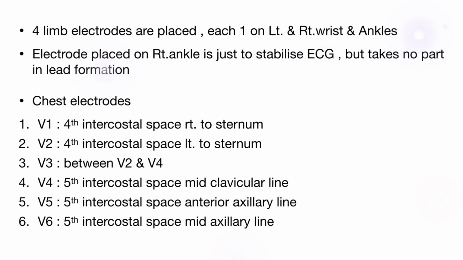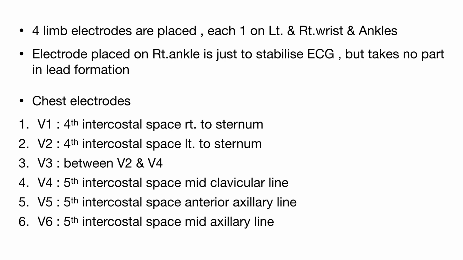Limb electrodes are placed on the left and right wrist, and left and right ankles. The electrode which is placed on the right ankle is just to stabilize the ECG, but it doesn't take part in any lead formation. Now coming to chest electrodes, V1 is placed in the 4th intercostal space right to the sternum.